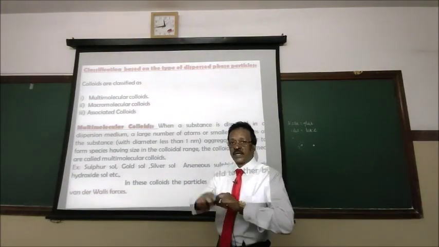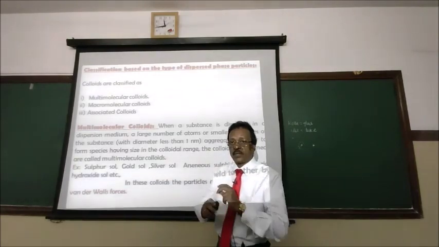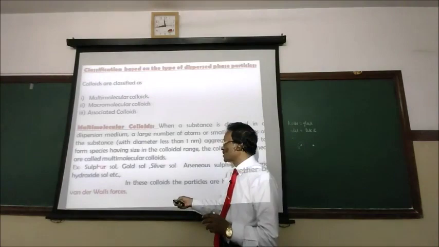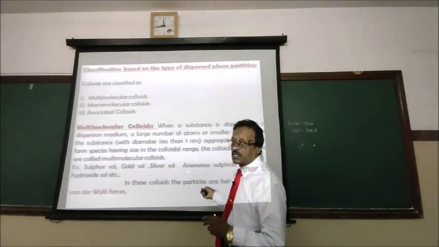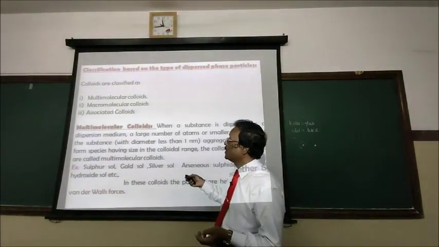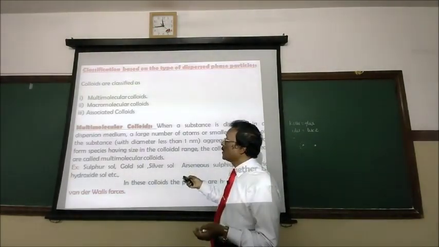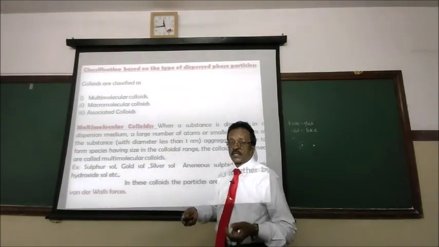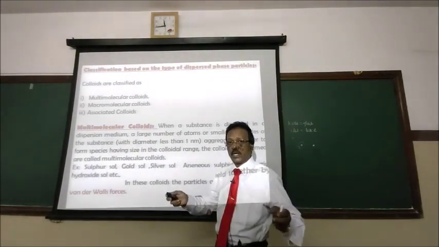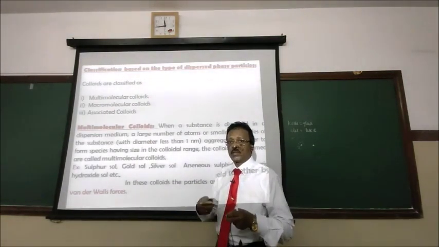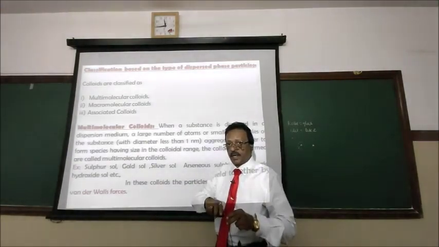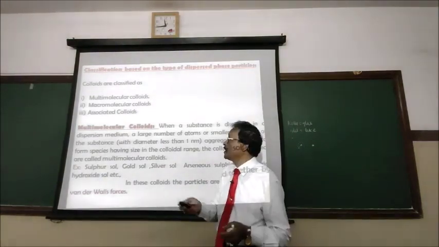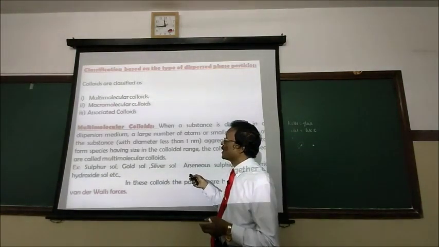Simply by van der Waals force of attraction, aggregates and multi-layers are formed to attain the size of colloidal particles. Examples are sulfur sol, gold sol, silver sol, arsenic sulfide sol, and ferric hydroxide sol. They are all multi-molecular colloids. Macromolecular means starch, proteins, polymers or nucleic acids. These polymers are big molecules. When they are put into the dispersion medium, they dissolve to form particles of dimension 10 power minus 6 to minus 9 meter. They are called macromolecular colloids.